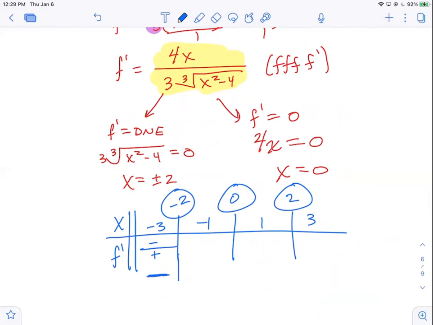Okay. All right. It's fun. It's easy. It's fun easy. Plug in a -1, you get a negative in the top. What do you get in the bottom?